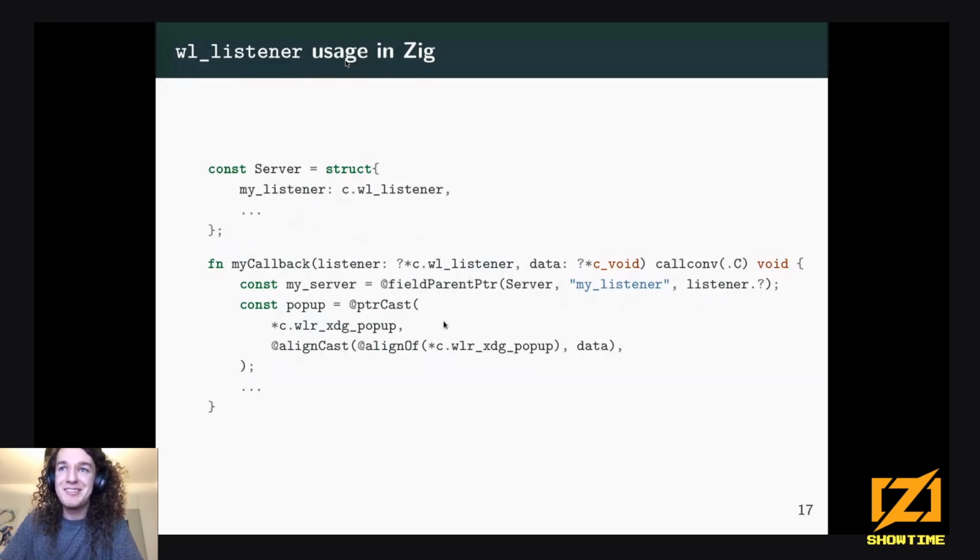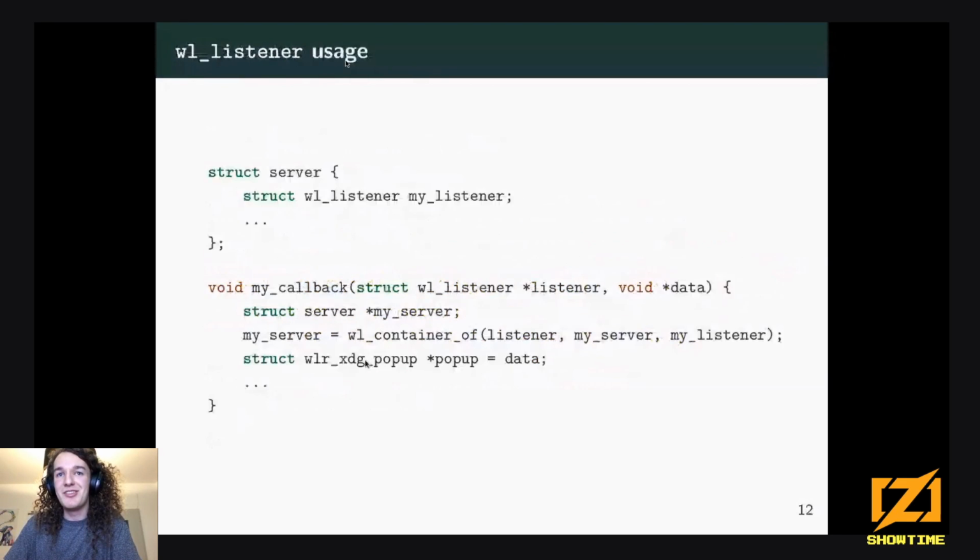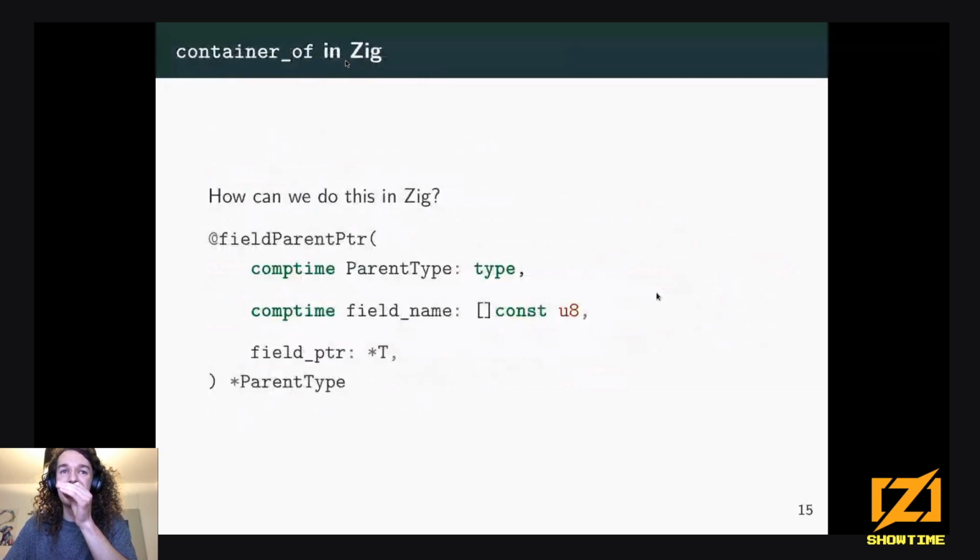And let's look at this next part here. This is also very interesting because remember, if we go back to that example in C, there's no scary stuff here. It's just data, which is a void pointer, becomes a WLR XDG popup, which is honestly a little scary because this could be a pointer to literally anything. It's a void pointer in C. And so let's look at how Zig solves this.